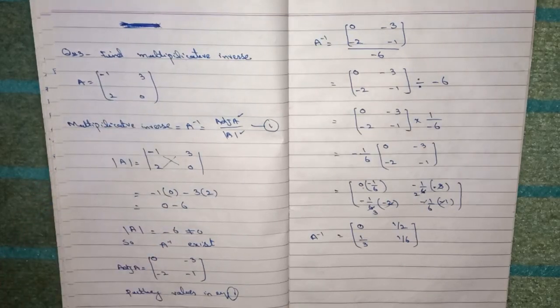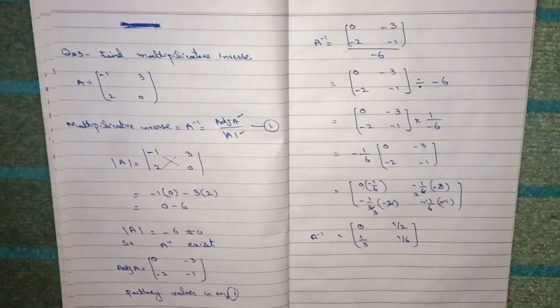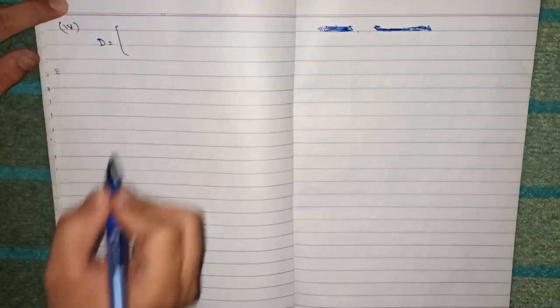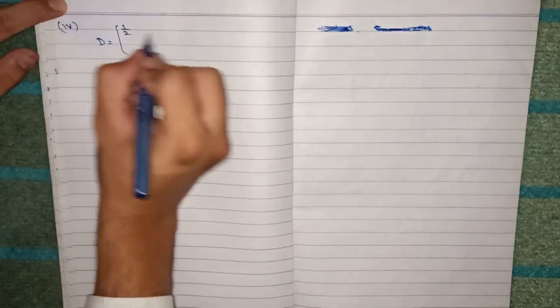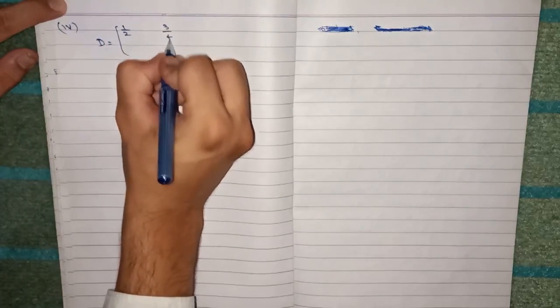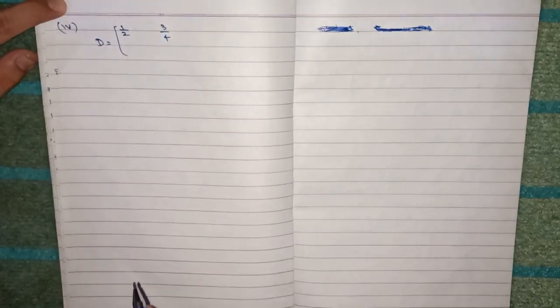Similarly students, parts B, C and D are given. I will solve part number 4 now because it contains a fraction. You will have to do the second and third parts. I am going to solve part 4 now. In part 4 we have matrix D, having entries 1 by 2, 3 by 4, 1 and 2.